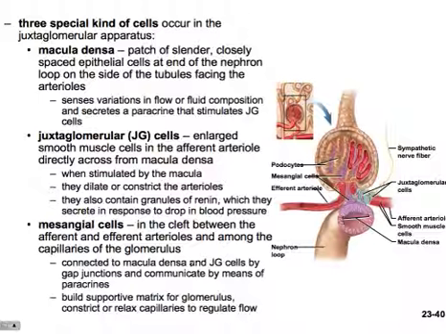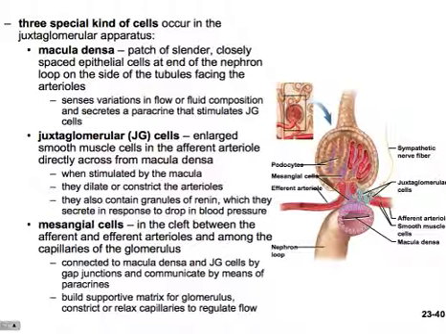The macula densa, you can see right here, is a patch of slender, closely spaced epithelial cells that are at the end of the nephron loop, on the side of the tubules that face the arterioles. So they're in contact with the arterioles. These sense variations in flow or fluid composition and secrete paracrine signals that stimulate the juxtaglomerular cells.